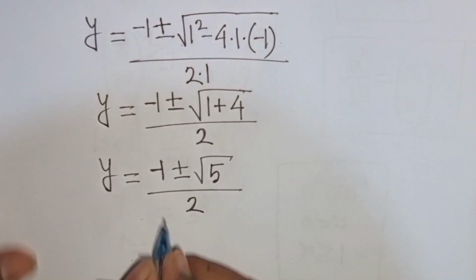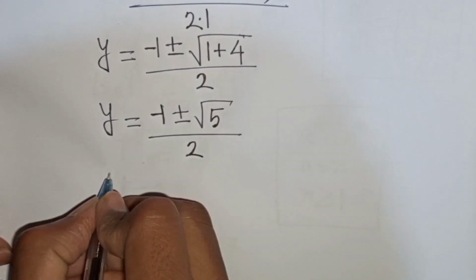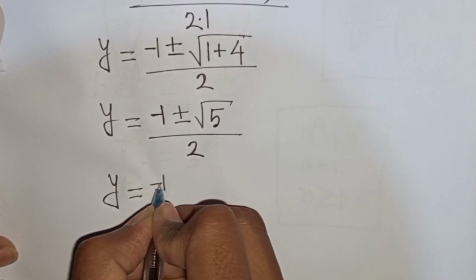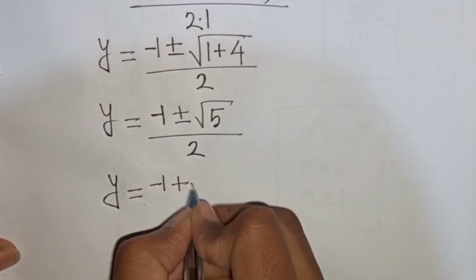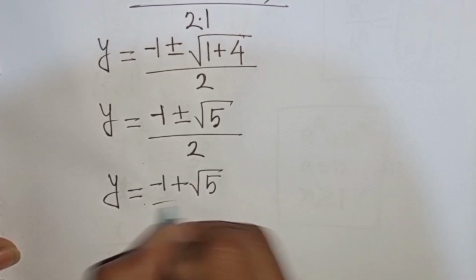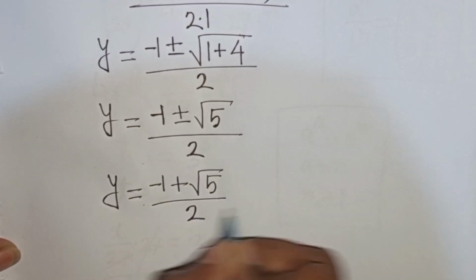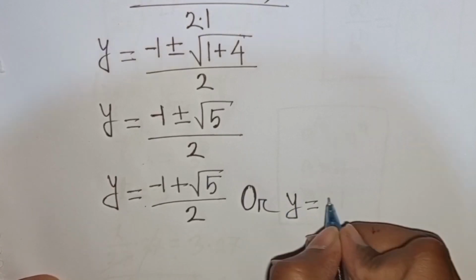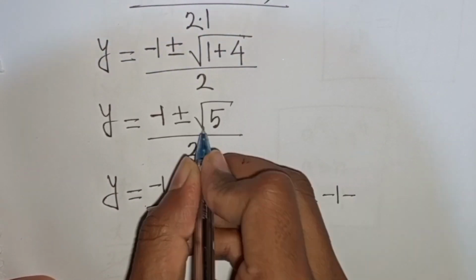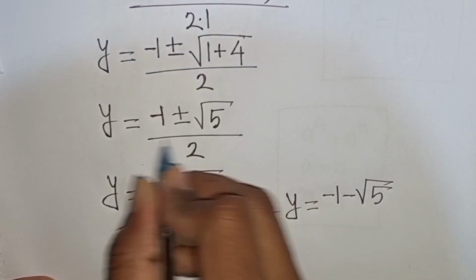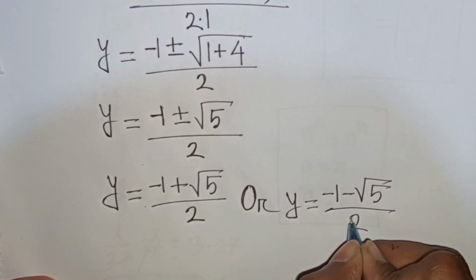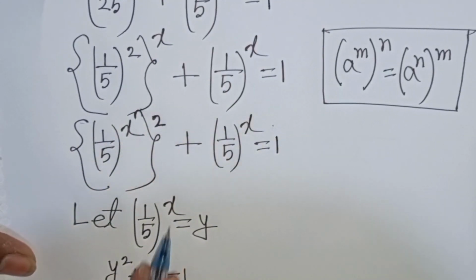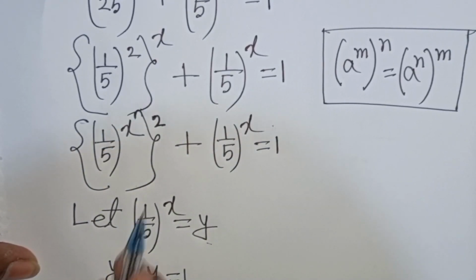Now we see here two cases. So we can write here y is equal to minus 1 plus square root of 5 divided by 2, or y is equal to minus 1 minus square root of 5 divided by 2. But remember that y, that means let 1 by 5 bracket power x be substituted by y. So y, that means it will be 1 by 5 bracket power x.